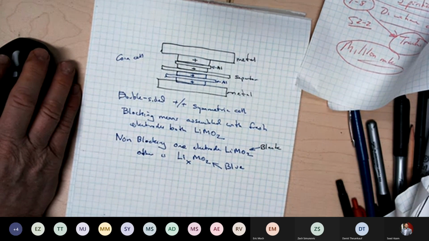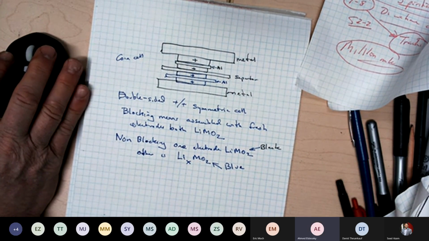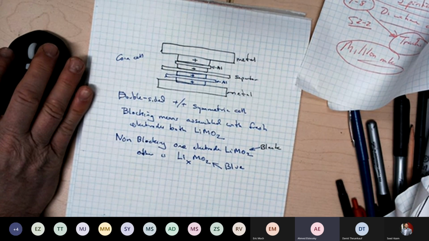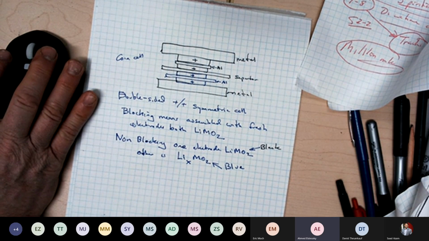Hey, Jeff. Yeah. You can also get a blocking cell set up using electrolytes that don't conduct lithium, correct? Yes, you could do that.